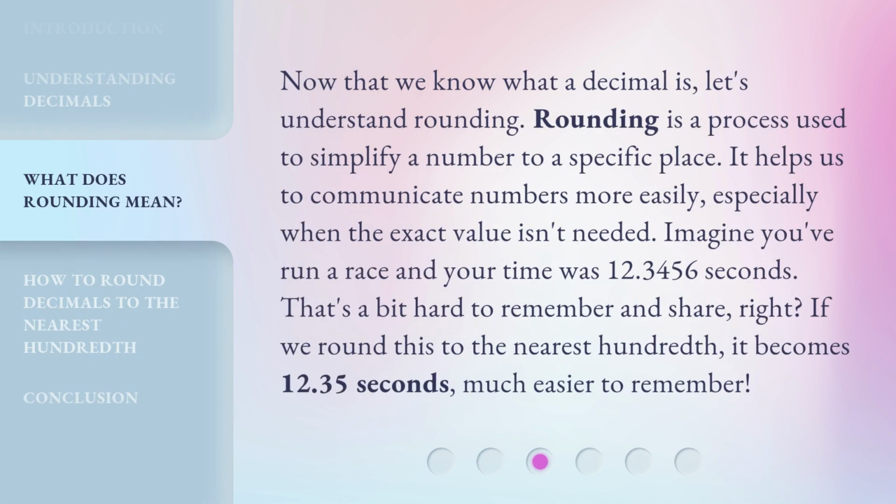Now that we know what a decimal is, let's understand rounding. Rounding is a process used to simplify a number to a specific place. It helps us to communicate numbers more easily, especially when the exact value isn't needed. Imagine you've run a race and your time was 12.3456 seconds. That's a bit hard to remember and share, right? If we round this to the nearest hundredth, it becomes 12.35 seconds, much easier to remember.